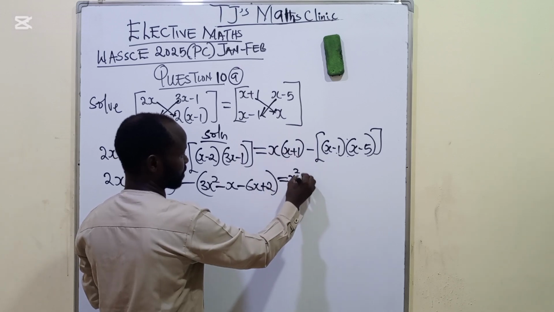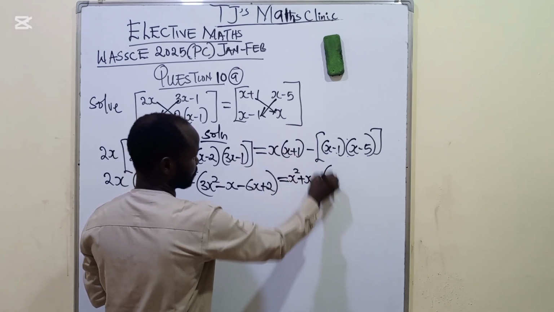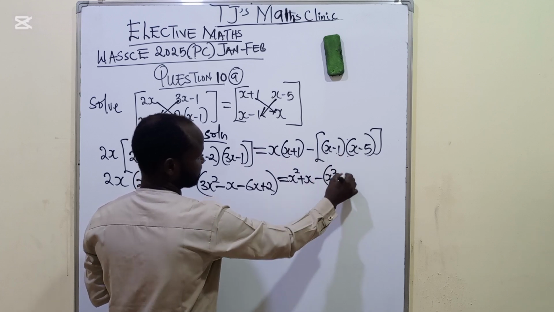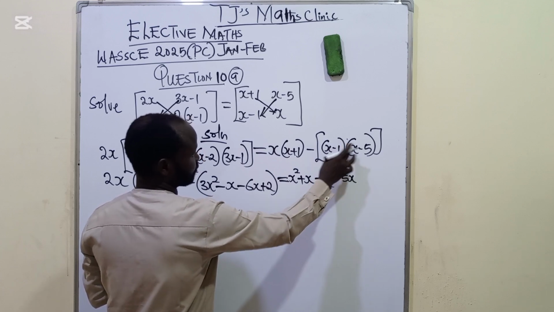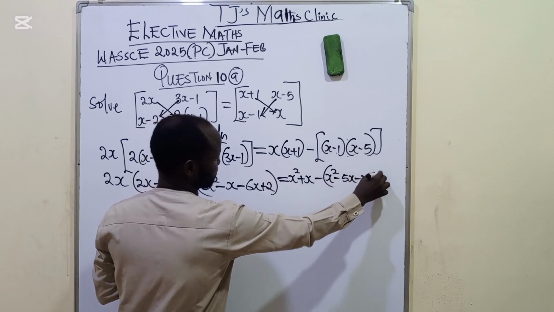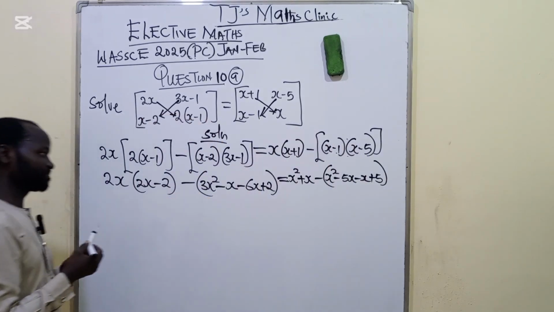On the right hand side, we'll have x times x, that's x squared. x times plus 1, that will be x. Minus, we expand x times x, x squared. x times minus 5, minus 5x. Minus 1 times x is minus x. Minus times minus is plus, that will be plus 5.